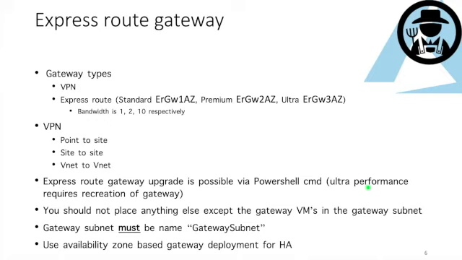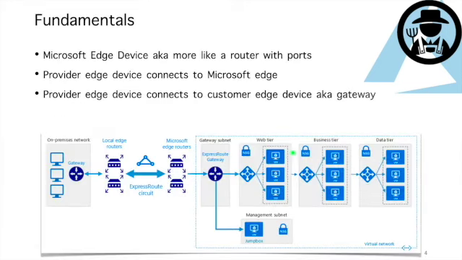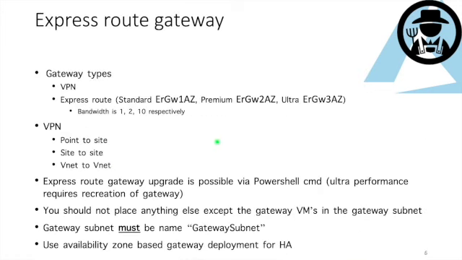It's highly recommended you should not put any other type of VMs in the gateway subnet. And the gateway subnet must be named GatewaySubnet. Let me show you the picture I had on slide number 1. I'm talking about this subnet over here. This subnet must be named GatewaySubnet.